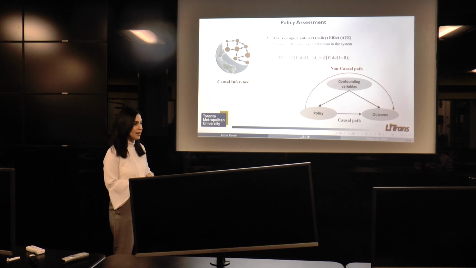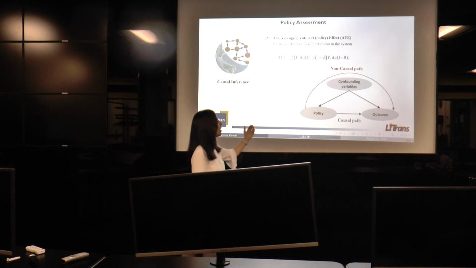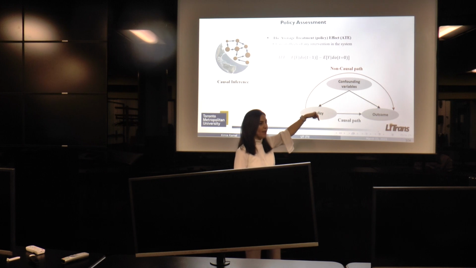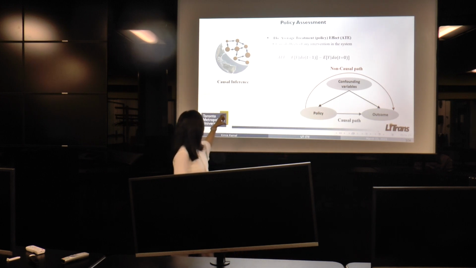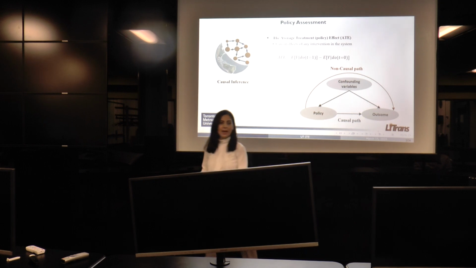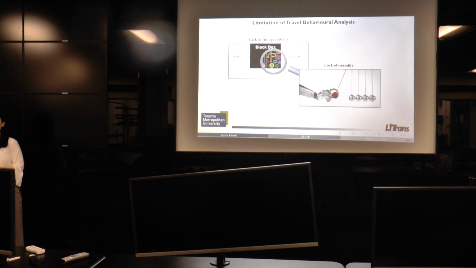Another important thing in causal inference is that we try to overcome the effect of the confounding variables. In fact, some variables create another path between the treatment or policy and the outcome, known as a non-causal path. So in causal inference, we try to focus just on the causal path and eliminate the non-causal path between 2 variables of interest.